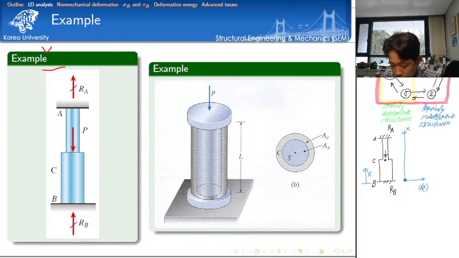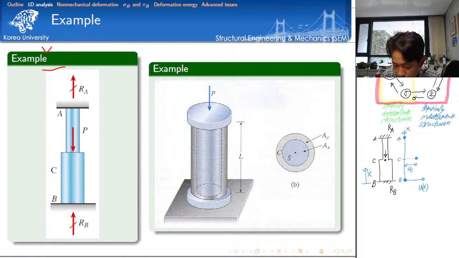And then how about at point C? This is point B and point C. At point C, we have a nodal displacement UC, but we haven't determined the nodal displacement. We don't know that. But we know there exists some nodal displacement. And how about at point A? Because point A is fixed too, the nodal displacement is equal to 0.